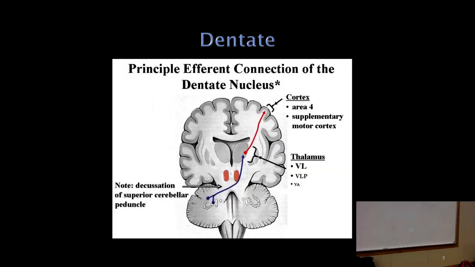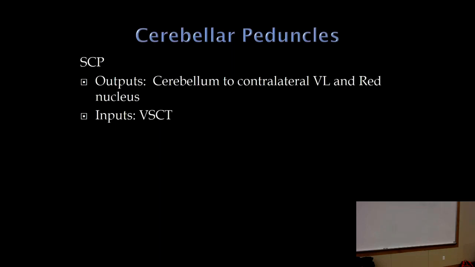Okay, the dentate. This is an important one that you need to remember, that the dentate nucleus, largest nucleus, communicates with the motor cortex here in the brain. So this goes up to the motor cortex, and again, the thalamic nucleus that's most important for the cerebellum is VL. And it turns out if we have a lesion in the dentate, that tends to produce a very severe ataxia, maybe more so than in other places in the cerebellum.